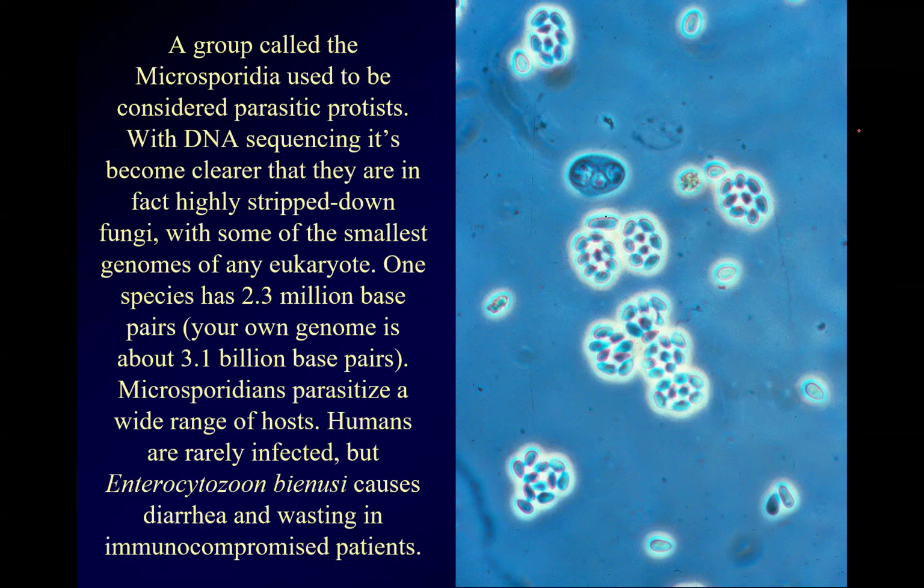And one group of fungi called Microsporidia used to be considered parasitic protists, but DNA sequencing has shown that what they actually are is extremely stripped down fungi. They don't grow in filaments. They're essentially single celled, and they've got some of the smallest genomes of any eukaryote, up to 1,000 times smaller than your own genome. There's, I think, 8 that have been found causing human infections. Most of them are pretty rare, not the sort of thing you'd see very often.